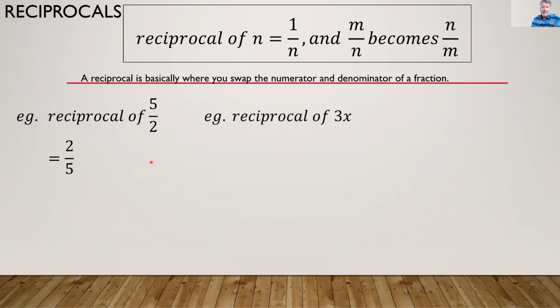Next example, reciprocal of 3x. Now 3x, that's not a fraction, is it? So you don't have to, but it's a good idea to write it as a fraction. So 3x is just the same as 3x over 1. Now all we need to do is flip that fraction, and we have 1 over 3x. Straightforward, isn't it? Get a little bit of practice on reciprocals. You can hit pause now, and we'll come back shortly, and we'll have a look at actual negative indices.